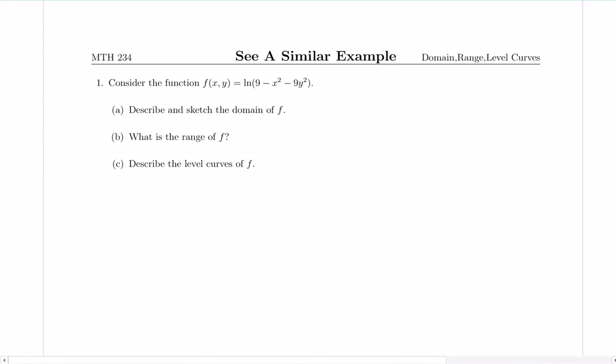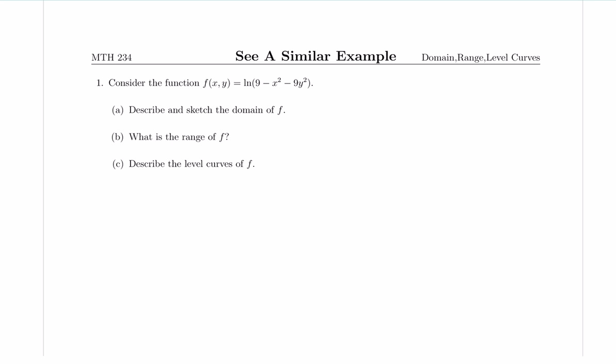In this video, we will discuss the domain and range of a multivariable function, and also describe its level curves. So here we're given a function of two variables. F of x, y is the logarithm of 9 minus x squared minus 9y squared. And we're asked to sketch the domain, say what the range is, and describe the level curves.